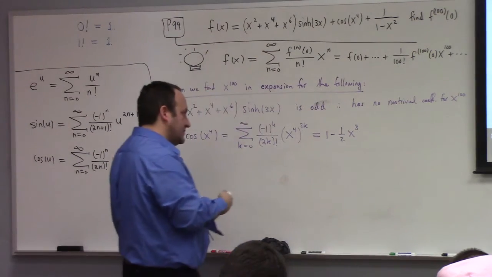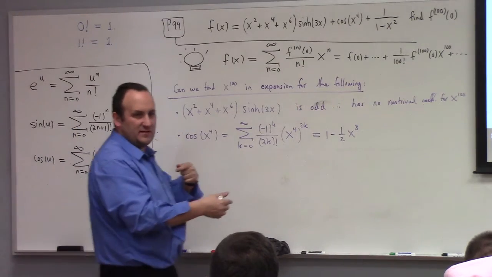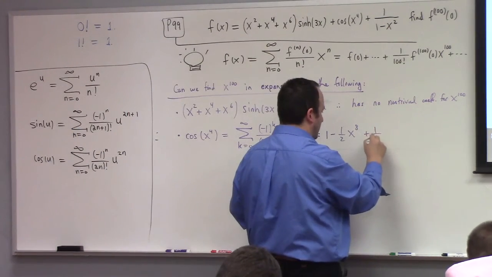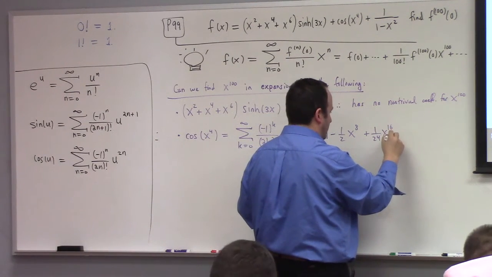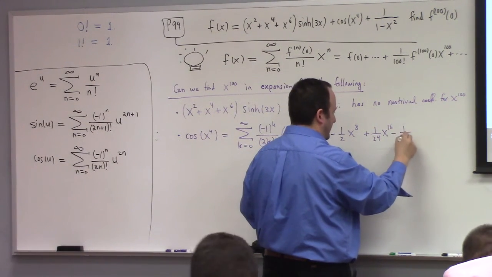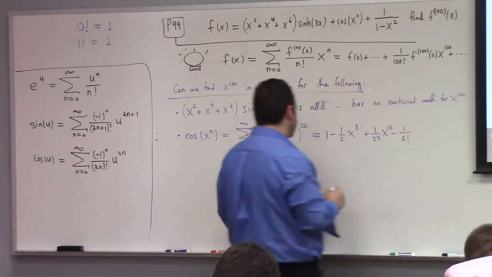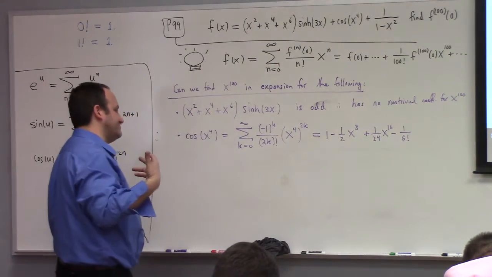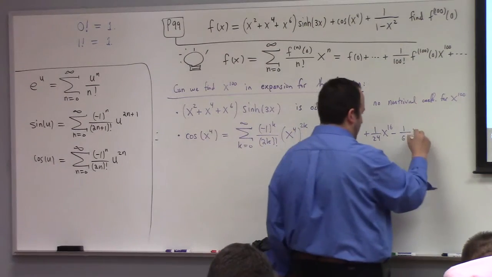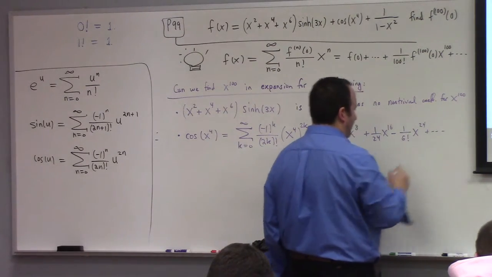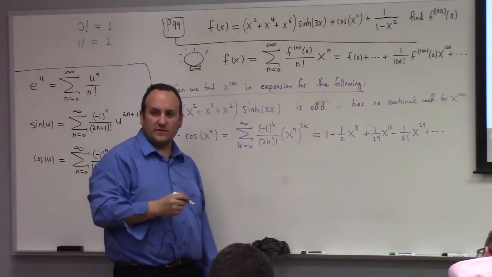And then what's up next? 8k, so it goes to 16: plus 1 over 24 x to the 16th, and then so forth, minus 1 over 6 factorial, the 24th power. Eventually it gets to what? What's the pattern here?